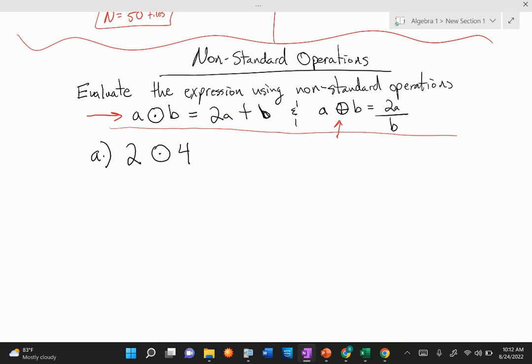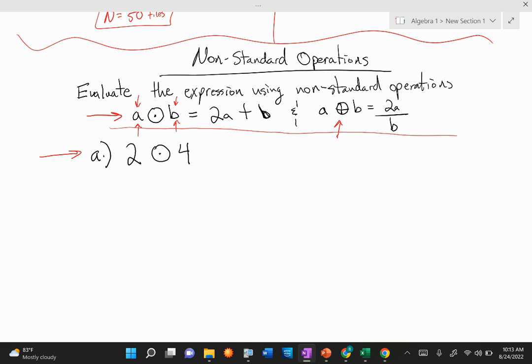Now we look at our actual question. It's saying evaluate the non-standard operation where 2 Jack Sparrow, Black Pearl 4. So here's what we're looking at. When you're looking at the non-standard operation up here, what value comes first and what value comes after? A comes before the symbol. What variable comes after the symbol? B. So you want to utilize the way those are situated when you're actually solving the problem.